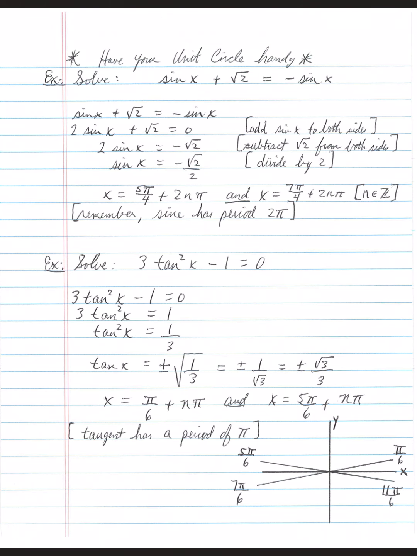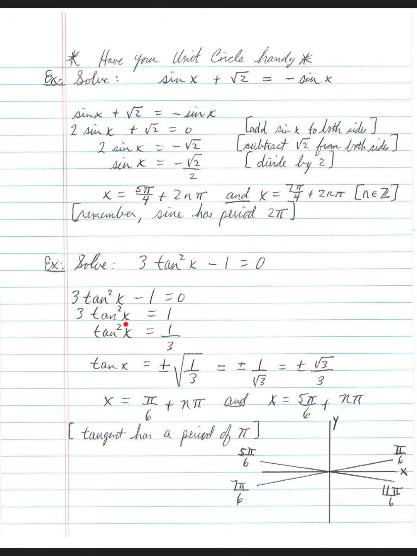Now, if you're asked specifically to stay between 0 and 2 pi, all you would give would be 5 pi over 4 and 7 pi over 4. In the next example, 3 tangent squared x minus 1 equals 0, let's isolate the trig function. So we're going to add 1 to both sides, divide by 3.